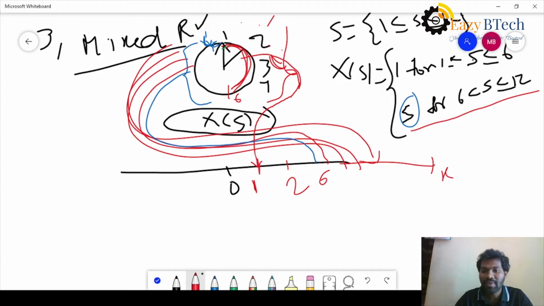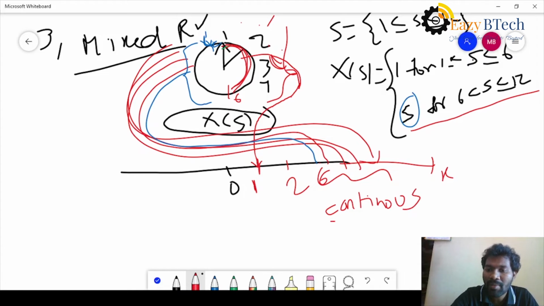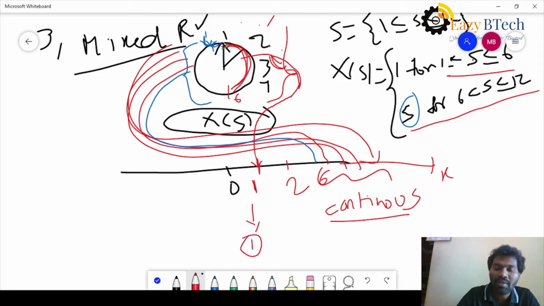Here, from 6 to 12, it is in the continuous form, because a number of values will be coming. Whereas from 1 to 6 you have only one value. This one value is called a discrete value, and from 6 to 12 these are called continuous values. So if the real axis contains continuous as well as discrete values, in that case the random variable is called a mixed random variable.